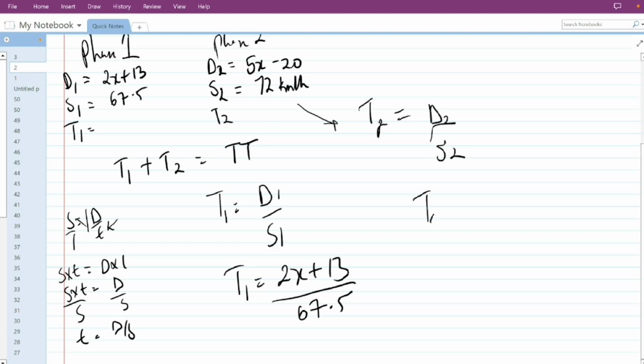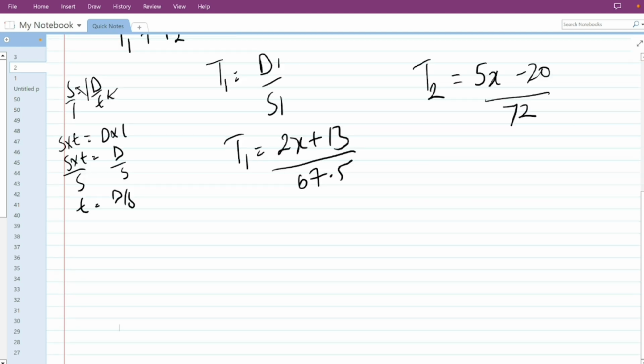And on the other side we have our T2 equals D2 over S2, which is 5x minus 20 over 72. As said earlier, we know T1 plus T2 equals total time. The time for the first part of the journey and the second part of the journey adds up to give you the total time. That means T1 plus T2 should equal 3 over 2 hours. That's 90 minutes.